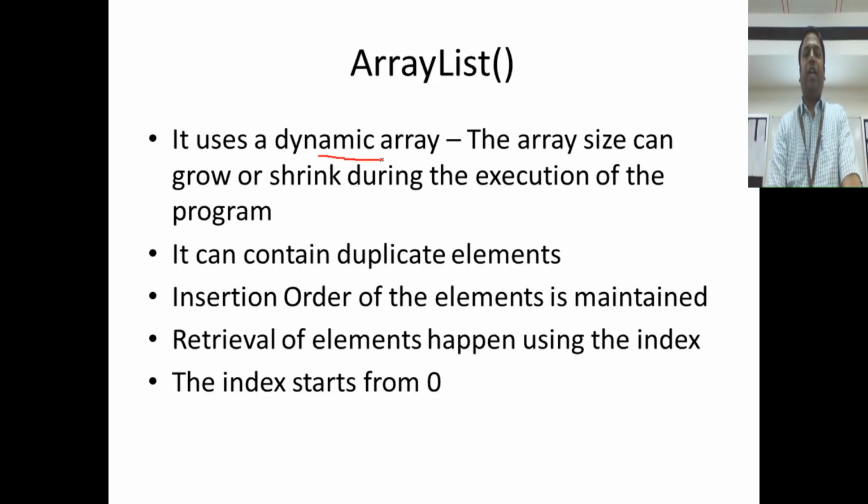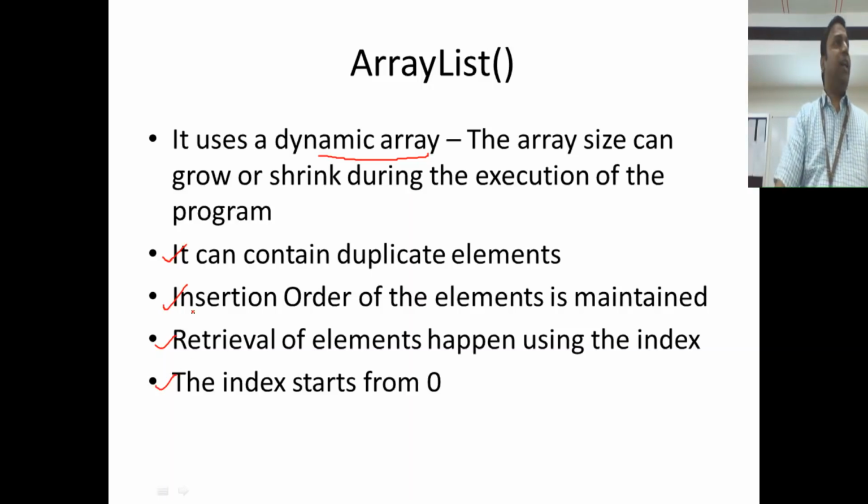It uses a dynamic array. The array size can grow or shrink during the execution of a program. You all have learned vectors in C++, so you know what a vector is. It's a dynamic array, right? During the execution of the program, the size of the array will be doubled every time the size increases. So it's the same kind of concept here. It can contain duplicate elements because it's a list. Insertion order should be maintained because it's a list. And retrieval of elements happens using an index. Index starts from 0. That's an array list.